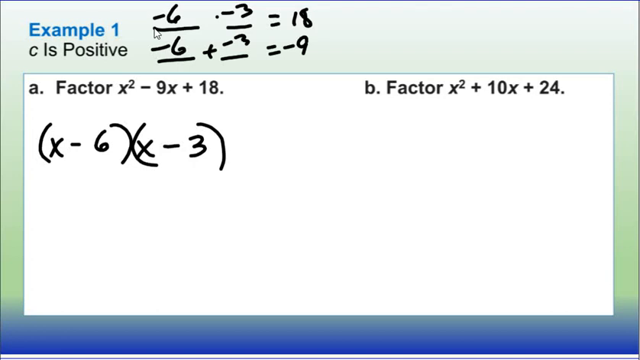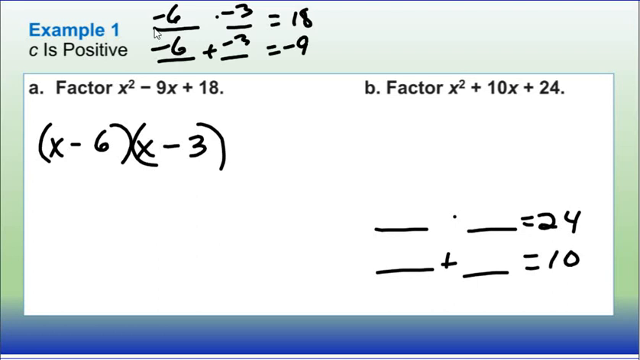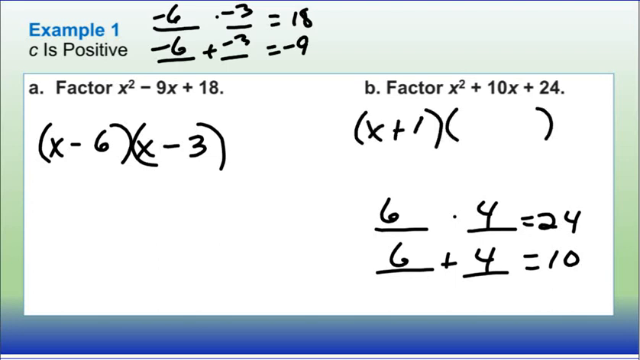This next one, I have to think, what do I multiply to get 24? But if I take those same two numbers and add them together, it gives me 10. So I know 6 times 4 is 24 and 6 plus 4 is 10. So that would have to work for my answer. So it'd be x plus 6 and x plus 4. Now you could put x plus 4 first and then x plus 6. It doesn't matter as long as you have those same binomials.